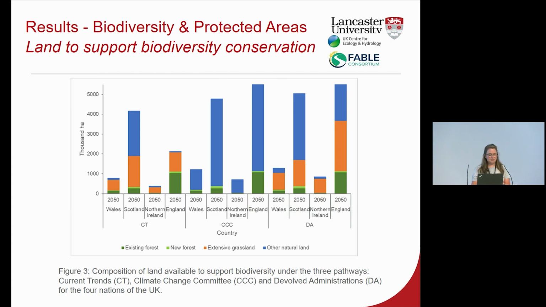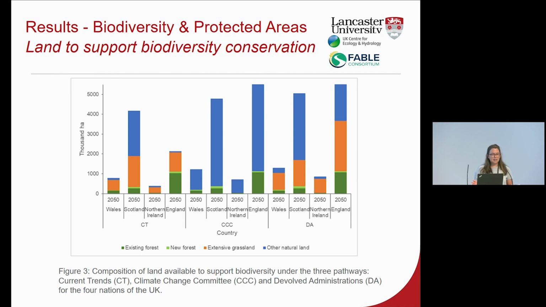The second key result of interest for this piece of work is to look at biodiversity indicators, and one in the FABLE calculator is the land to support biodiversity conservation. This is a user-defined proportion of forest area, extensive semi-natural grassland, under the assumption that it's managed for biodiversity, and other natural land. As you can see across the pathways, the devolved administration pathway creates more land for biodiversity, and this is this end column here, and it's also made up of large proportions of extensive grassland.